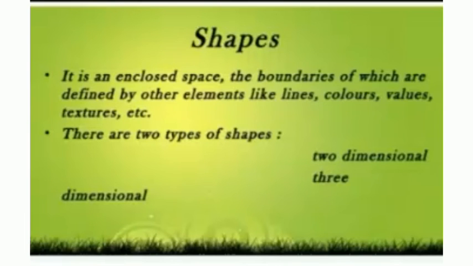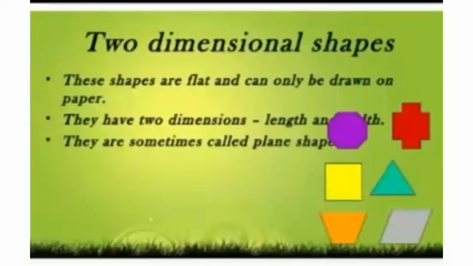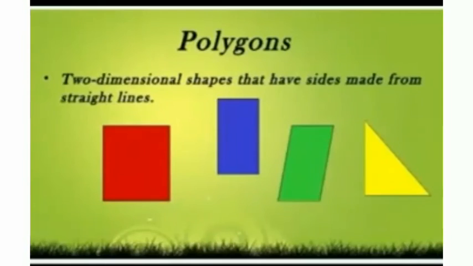A shape is an enclosed space, the boundaries of which are defined by other elements, lines, colors, values, textures, etc. There are two types of shapes, two-dimensional shapes and three-dimensional shapes. Two-dimensional shapes are flat and can only be drawn on paper. They have two dimensions, meaning length and breadth. They are sometimes called plane shapes. Next, polygons, two-dimensional shapes that have sides made from straight lines.